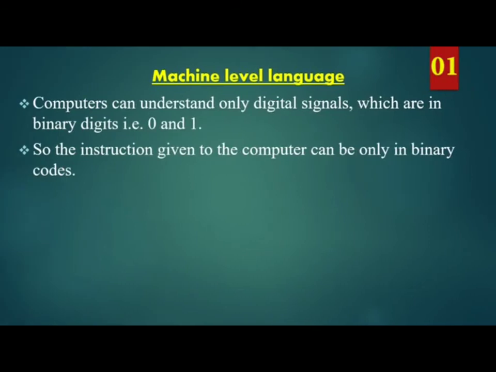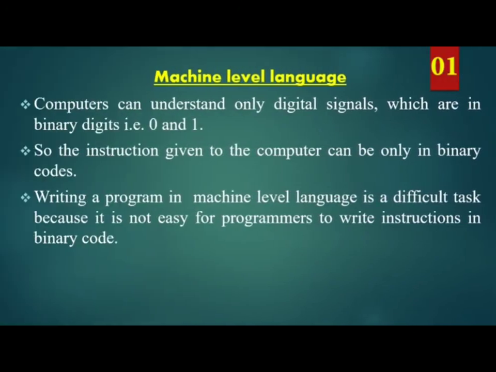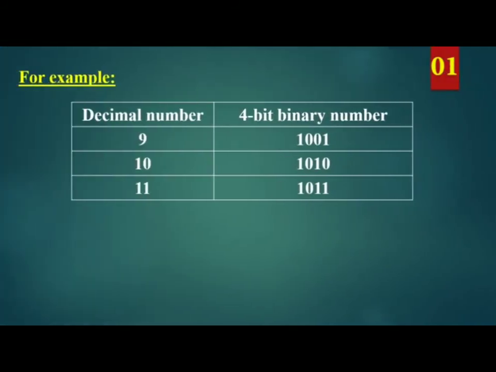The instructions given to the computer can be only in binary codes. What is the meaning of that? Everything, the program instructions, we have to write in binary only. So writing a program becomes very tedious and difficult compared to other languages. See here, decimal number 9 in binary is 1001, 10 is 1010, 11 and so on. It is difficult to remember.